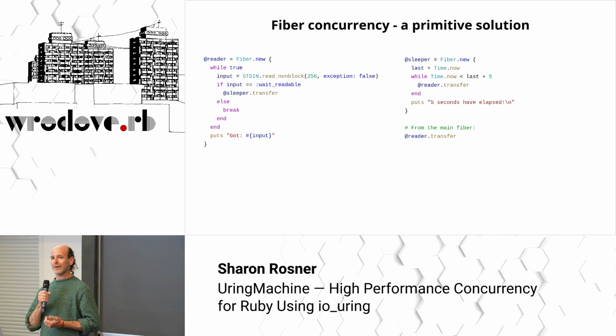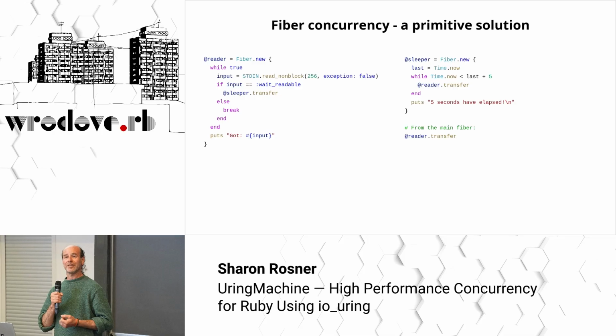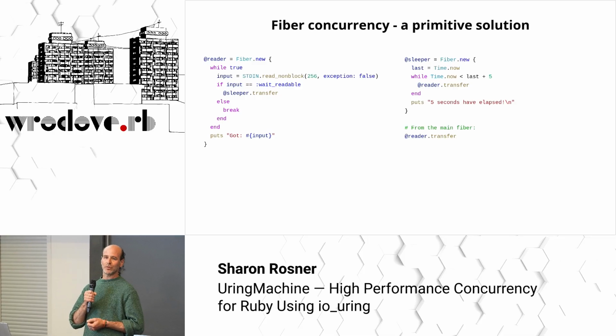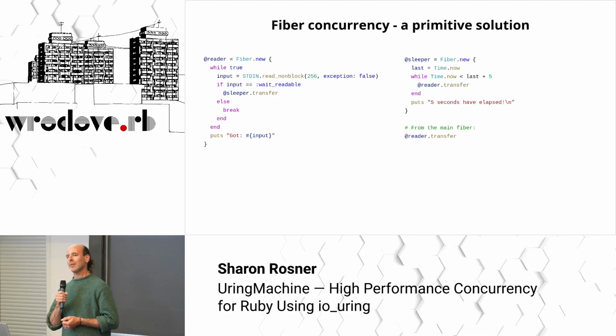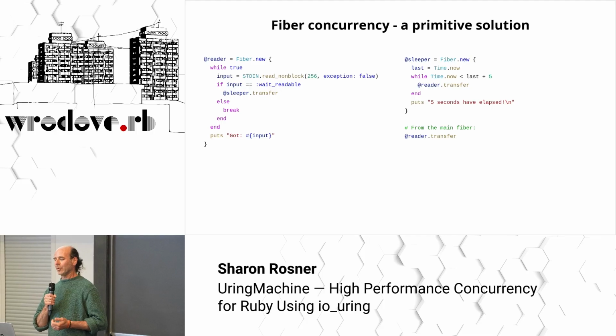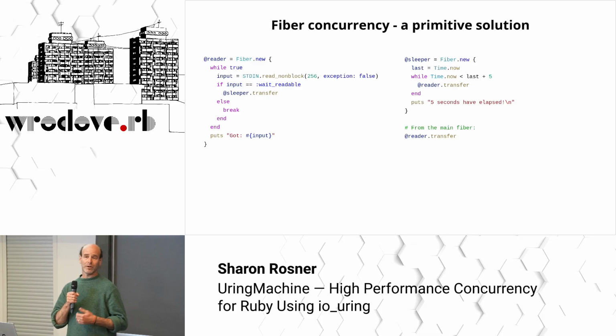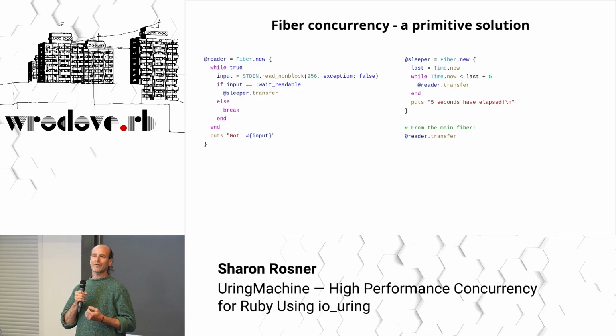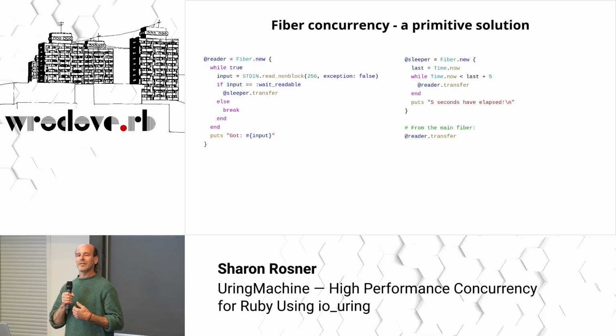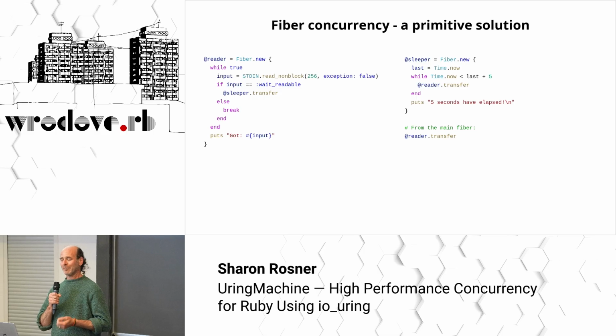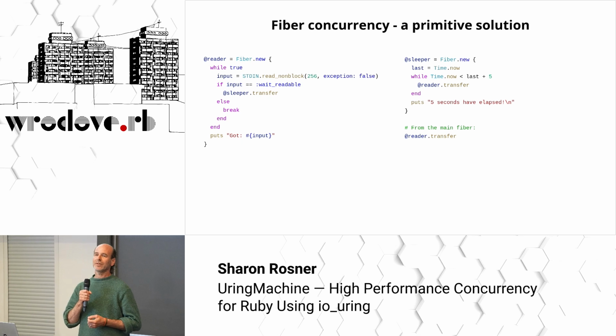Now, when we create a fiber, the fiber is in a suspended state. So when we get to the end of this program and we have created the two fibers, in order to start those fibers running, we call reader.transfer to switch to the first fiber, the reader fiber. And this has the effect of suspending the main fiber, which ran up until that point, and resuming the reader fiber.